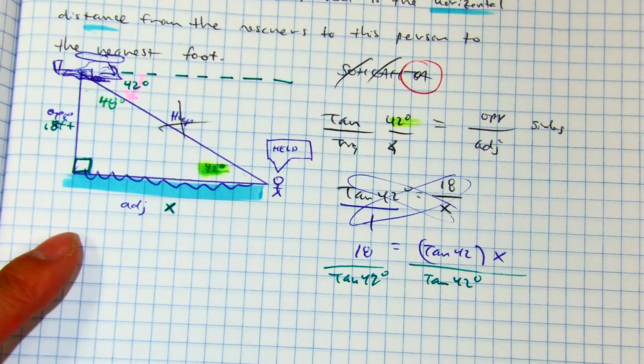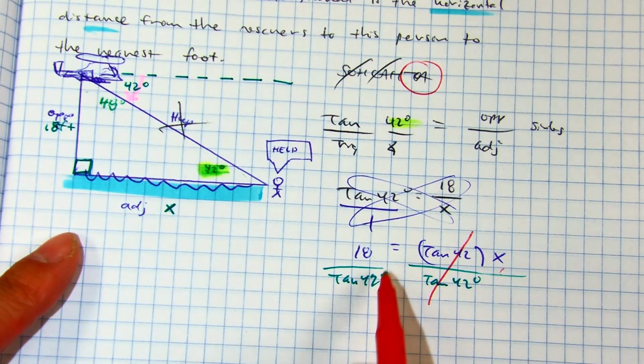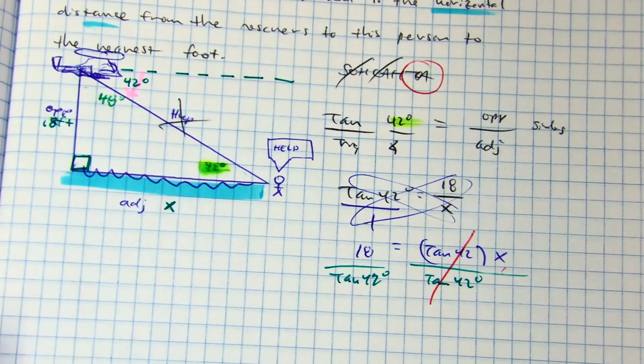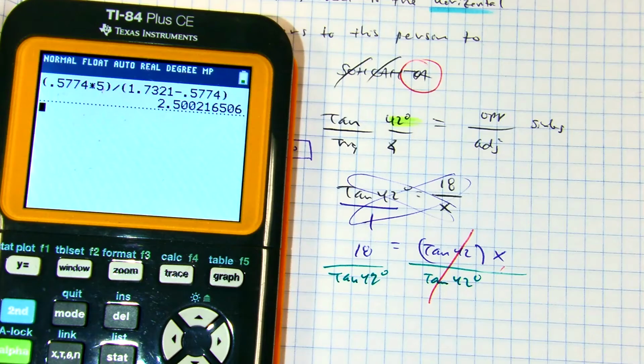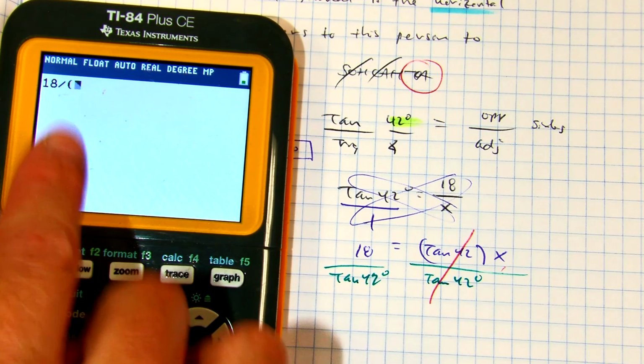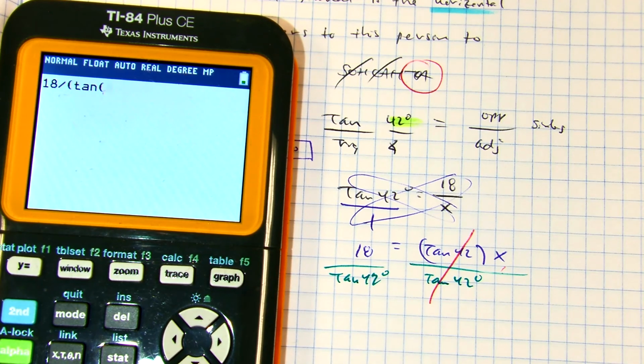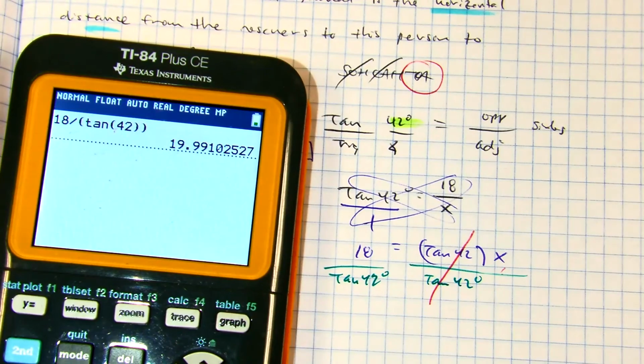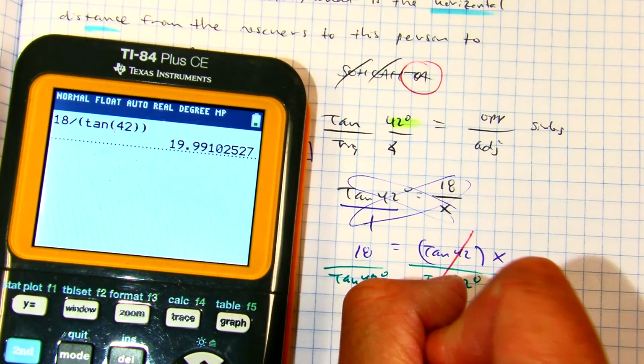There's my calculator-ready equation. X equals 18 over tan 42. Use an extra set of parentheses. Calculator's on degree mode. And if we round to the nearest foot, our answer is 20 feet.